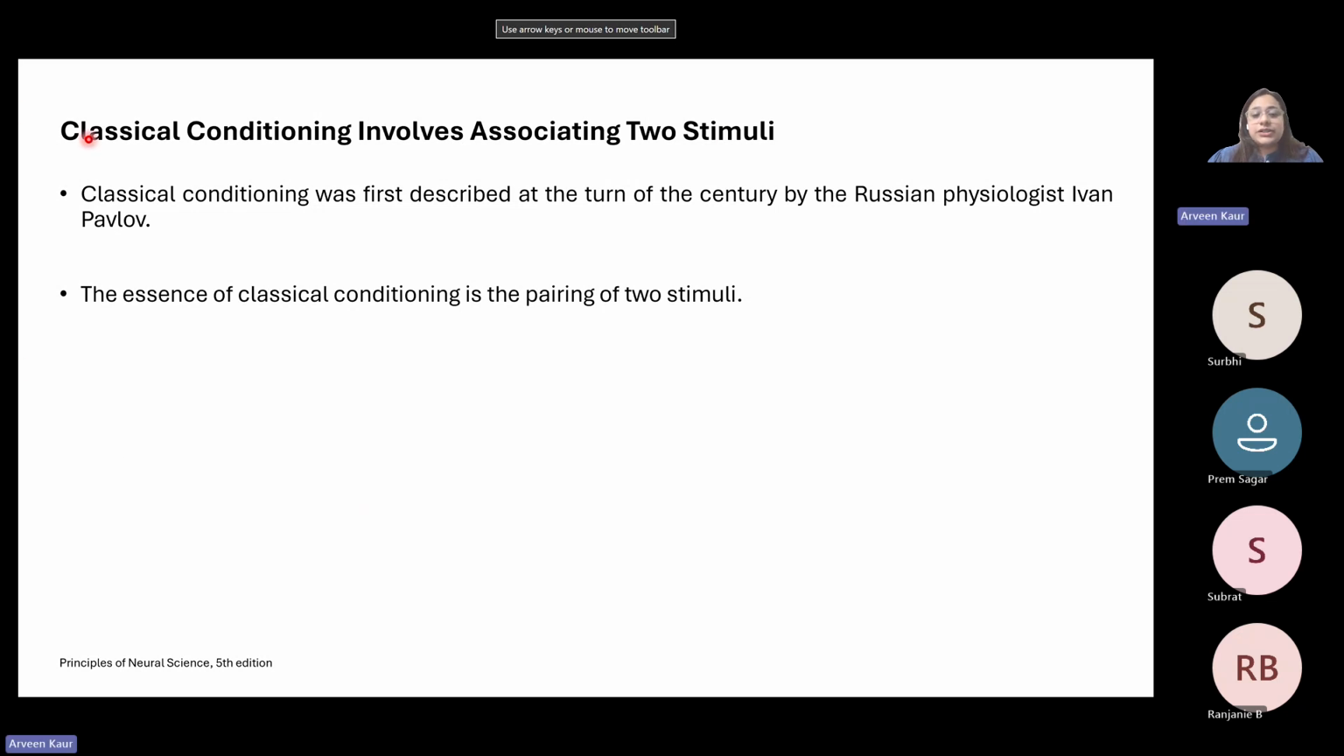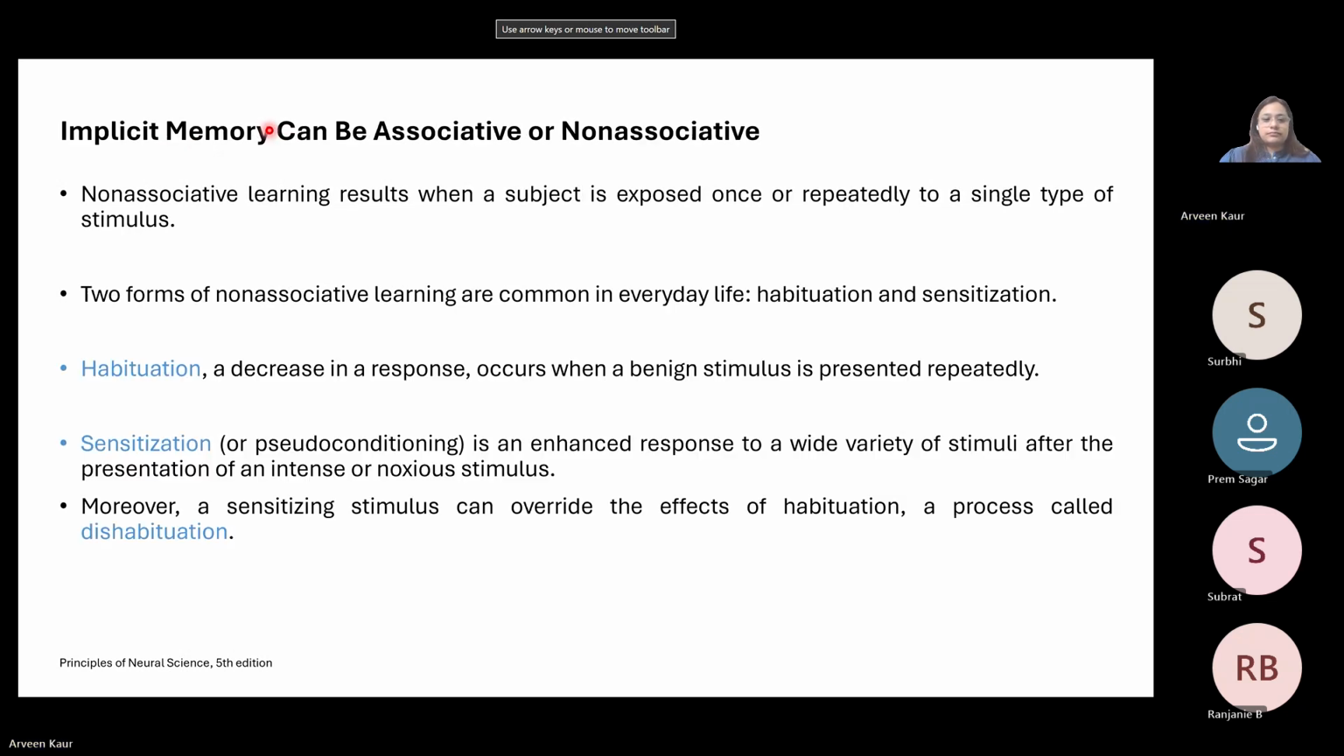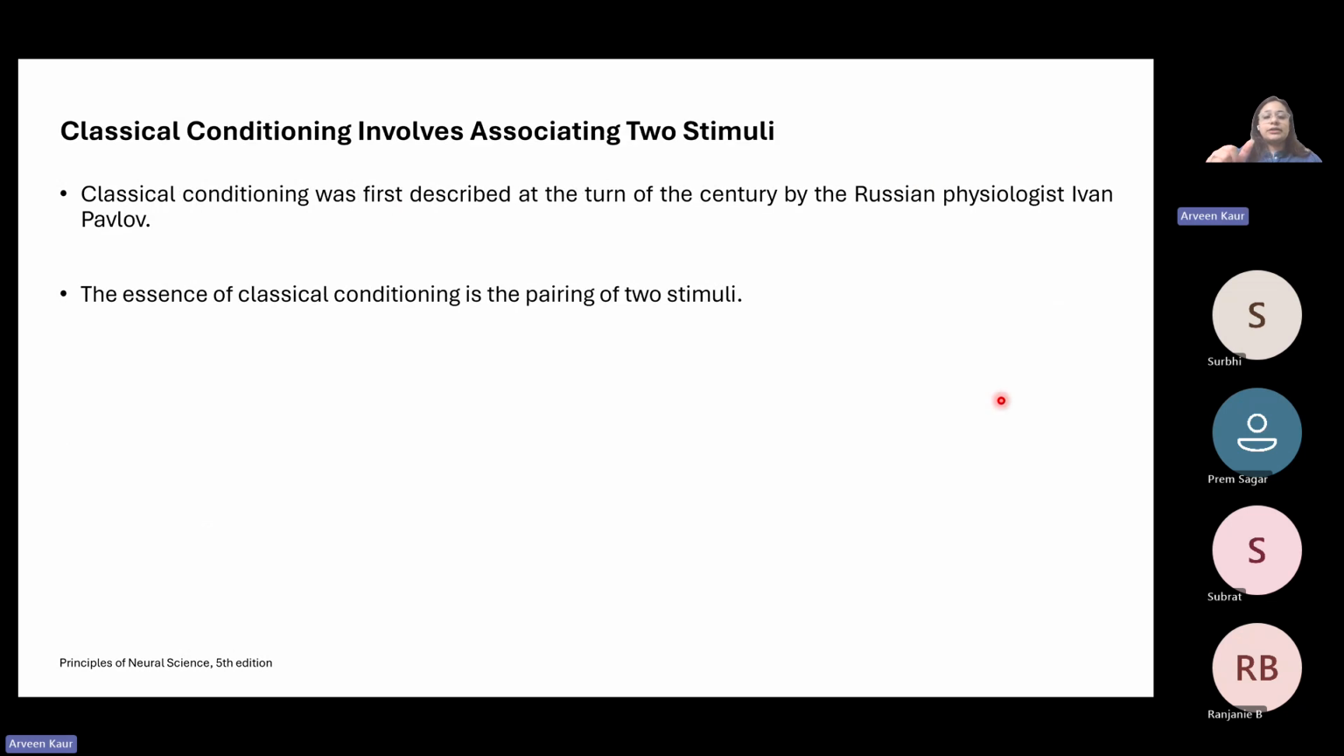Then comes conditioning, right? There are two kinds of conditioning. One is operant conditioning, one is classical conditioning. First, we are going to understand classical conditioning. So before this, what we were looking at, non-associative learning, included habituation as well as sensitization. Associative learning includes classical conditioning and operant conditioning, right? So first, let us understand classical conditioning.